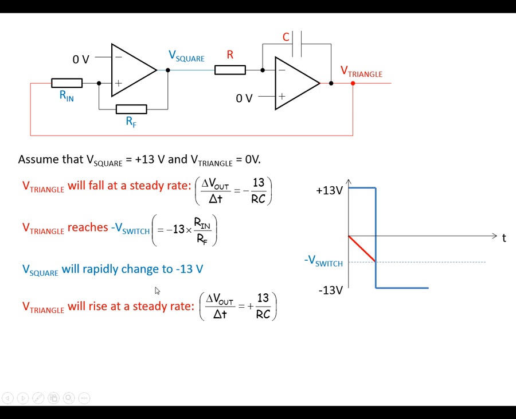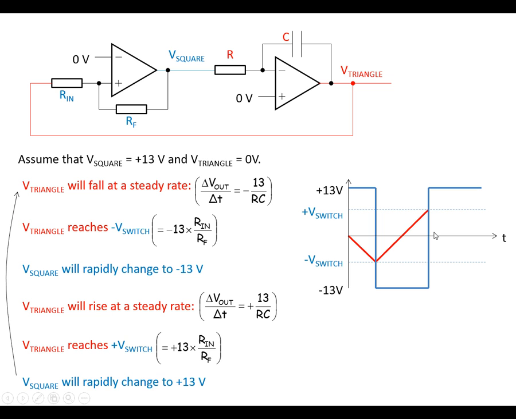Now because of that, the triangle wave is going to rise because we've got a negative voltage going in, which means it's going to rise upwards at a steady rate until it reaches the positive switching voltage, and it's going to cause the output of the Schmitt to go to plus 13 volts again. And then we just go around this loop again and again, endlessly. So the triangle wave is going to fall until it reaches the switching voltage, then it's going to cause the square wave to change to minus 13 volts.